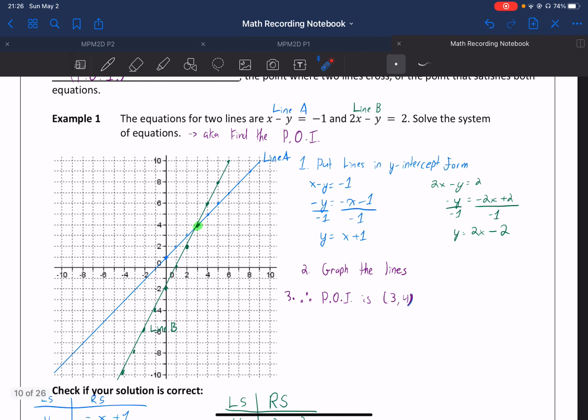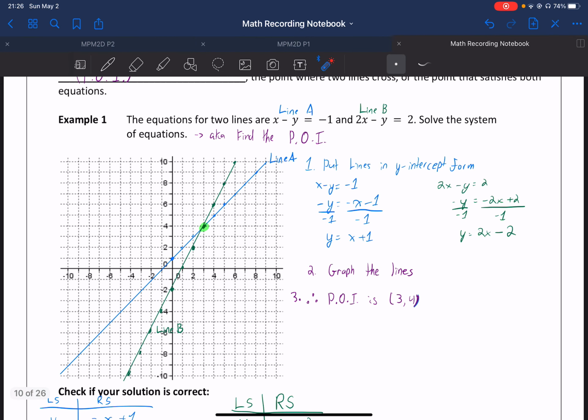So let's look at this first one here. We have equations for two lines. x minus y equals -1, and 2x minus y equals 2. So this is line A and line B. The question is asking us to solve the system of equations, which means find the POI.